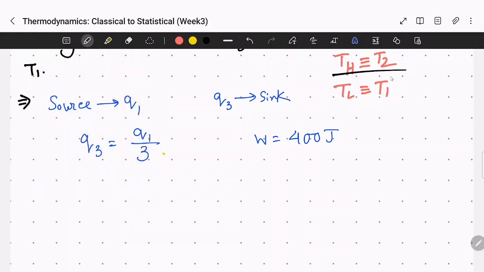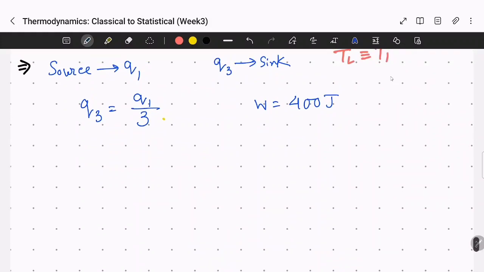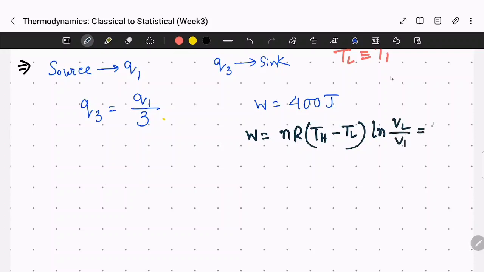So 4W is given, that is 400 joule. So if W is 400 joule, then we know what W is. W is basically Q1. Do it separately. It is nR(TH minus TL) ln(V2 by V1). This is 400 joule. That is given. Efficiency we don't know here, but we can calculate it, but that is not needed.